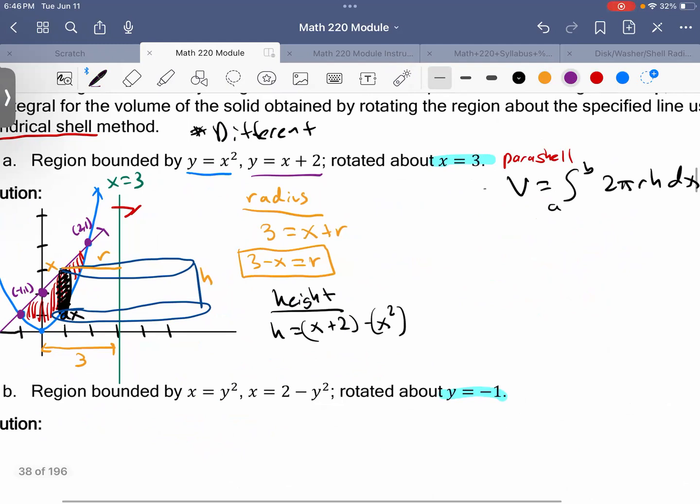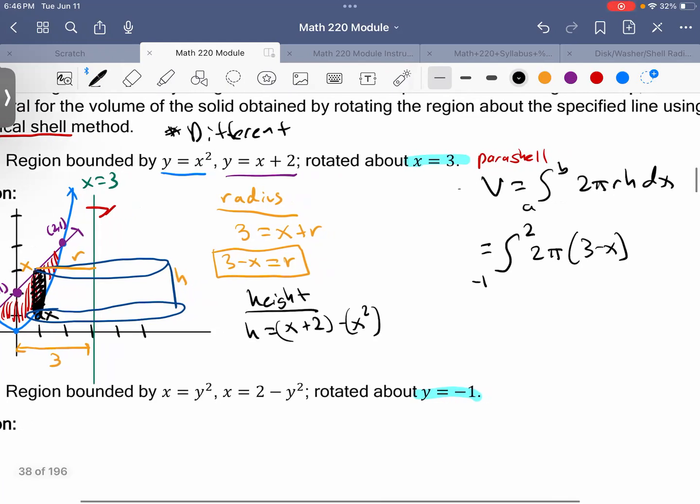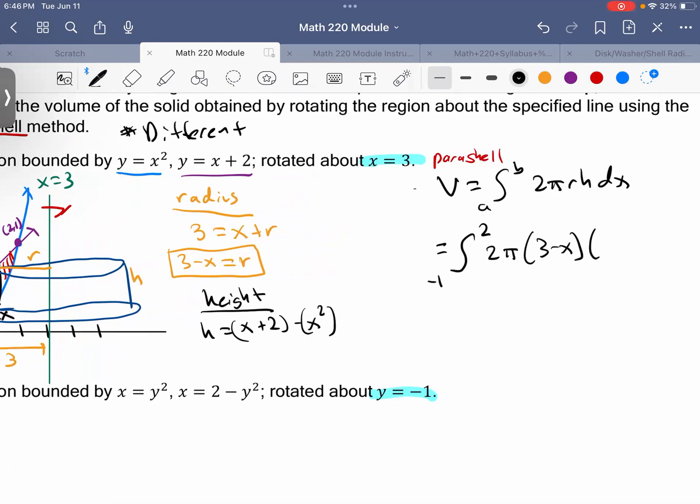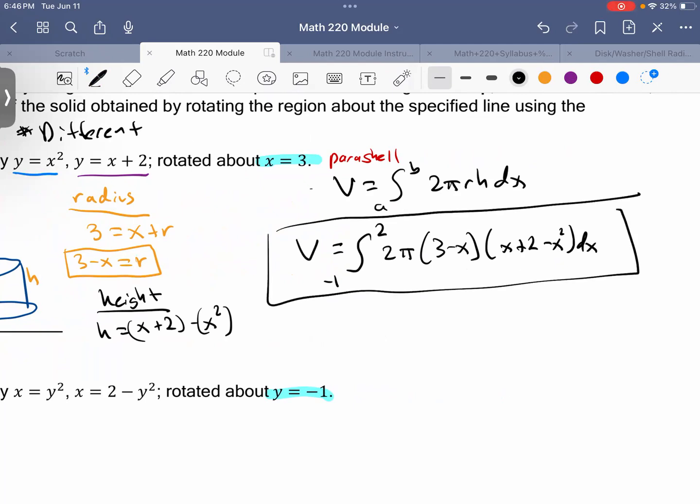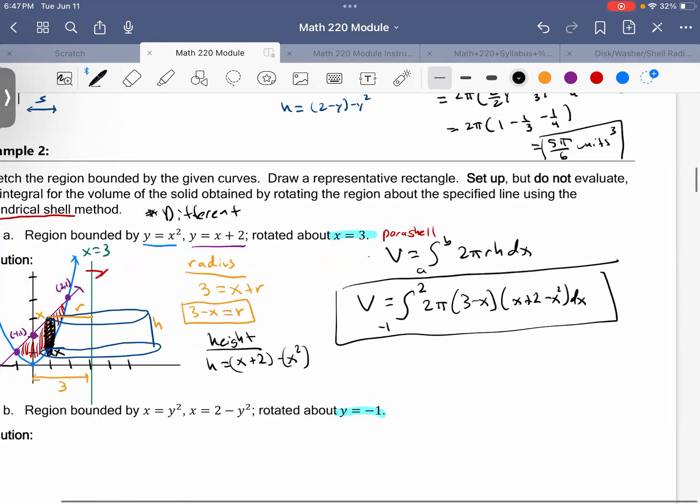And so the volume is the integral from -1 to 2 of 2 pi times my radius, 3 minus x, times my height, x plus 2 minus x squared, dx. And that is our answer. We write volume. Okay, so it says just set up, don't gotta integrate, but that is how we find that.